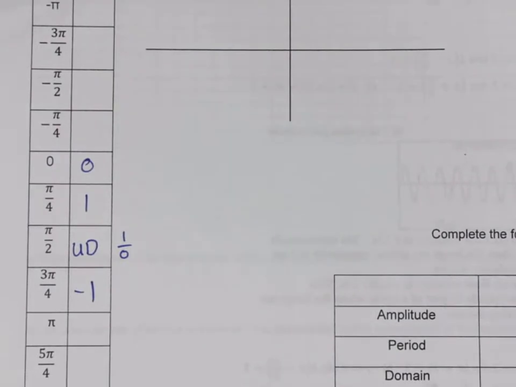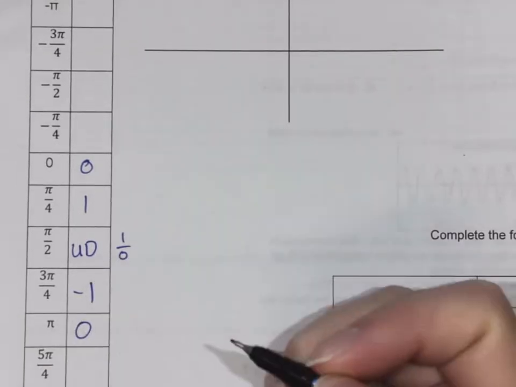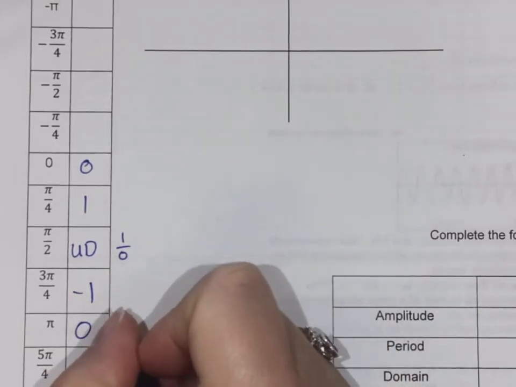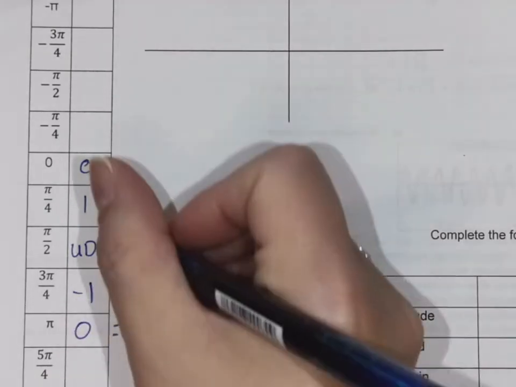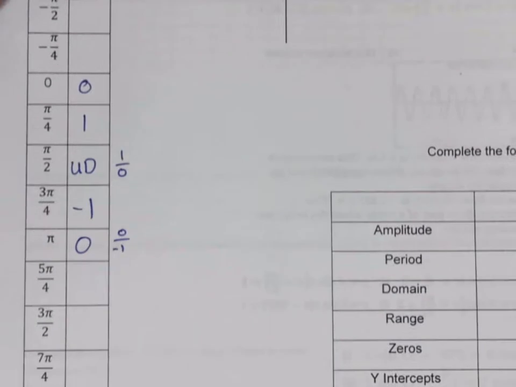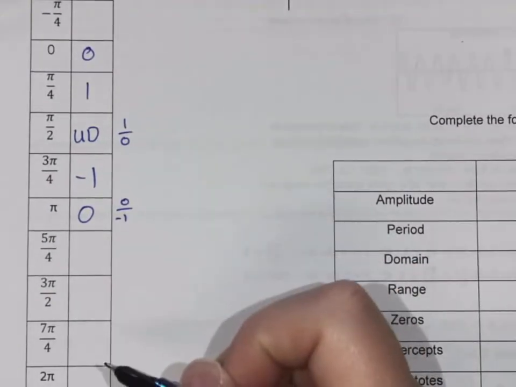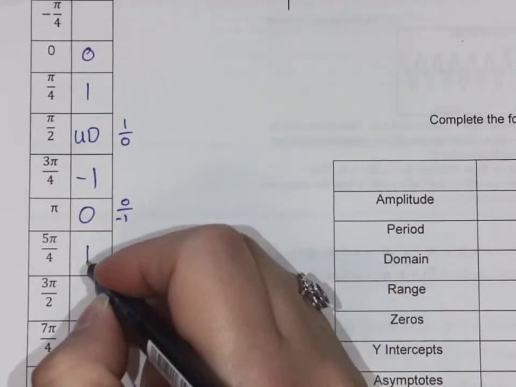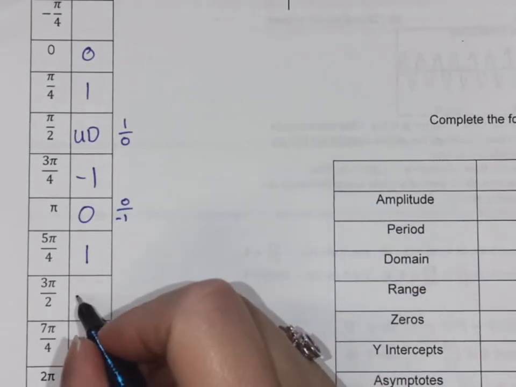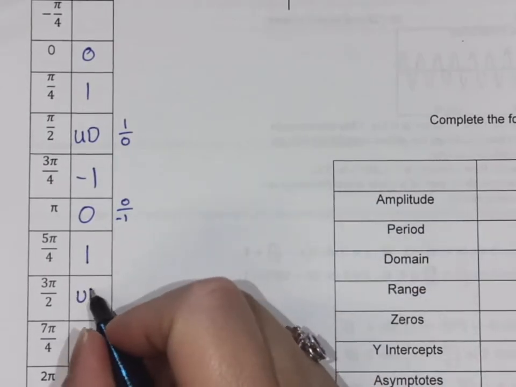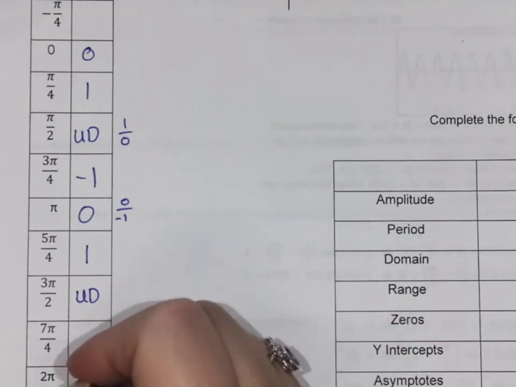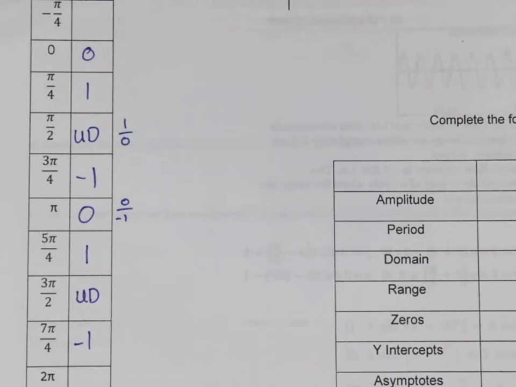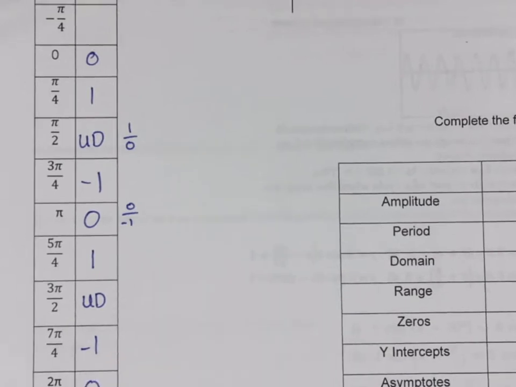Okay? At pi, what's happening? 0 again. 0. Because it's the 0 over -1. Does that make sense? Yeah. Is it okay if I write these? You guys will know what those things mean beside it? Perfect. 5 pi over 4? 1. 3 pi over 2? Undefined. Ooh, forgot my stick on my U. 7 pi over 4? -1. 2 pi? 0.